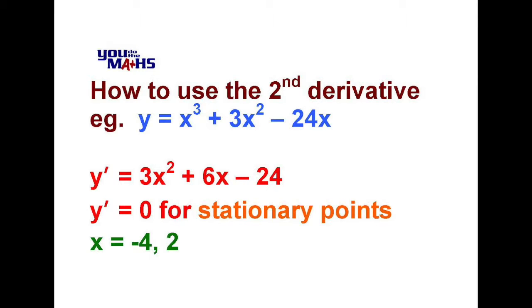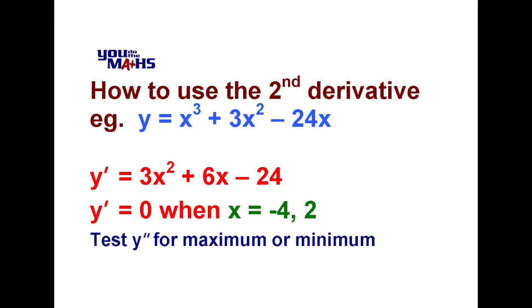Now if we had a graph, we could clearly label which of those values gave us a minimum turning point and which gave us a maximum turning point. But we also need to be able to determine that without seeing a graph. So what we do is we test it with the second derivative, y double dash. Let's have a look at our graph and see if we can justify the reasoning behind why we use the second derivative to help us.